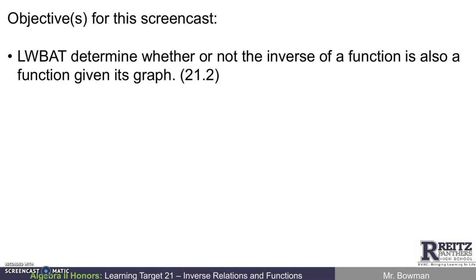The objective of this screencast is learners will be able to determine whether or not the inverse of a function is also a function given its graph. By now you know that the inverse of every function is not also a function. We worked some examples in class where we found the inverse of a function and that inverse was also a function. And we found some examples where the inverse of the function wasn't a function. We're going to focus on that in today's screencast.